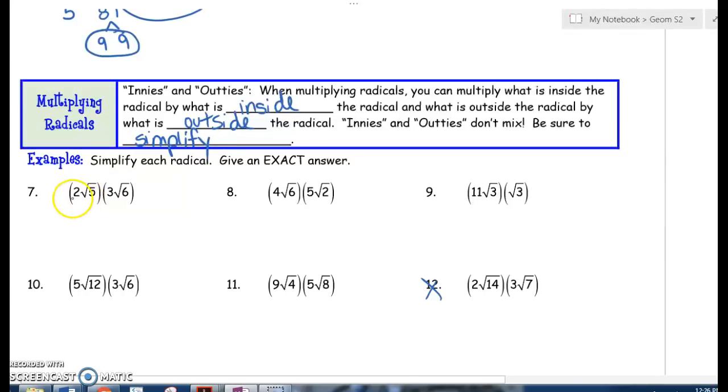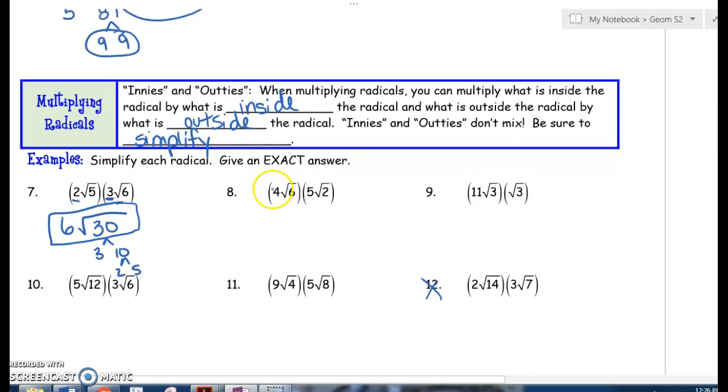In these problems, the 2 and the 3 are considered outies because they're outside the radicals. The 5 and the 6 are considered innies. They're inside the radical. You cannot multiply an outie with an innie, so you couldn't multiply like 2 and 6. Multiply the outside numbers together. 2 times 3 is 6. Multiply the inside numbers, 5 and 6, together. Now, if you can break that down and simplify it any further, like if there's any pairs, make sure you do so. 30, we can't really break that down any further, so 6 root 30 would be our answer.